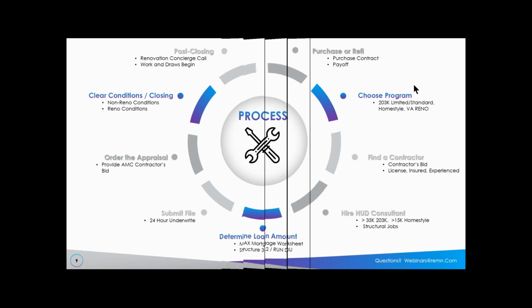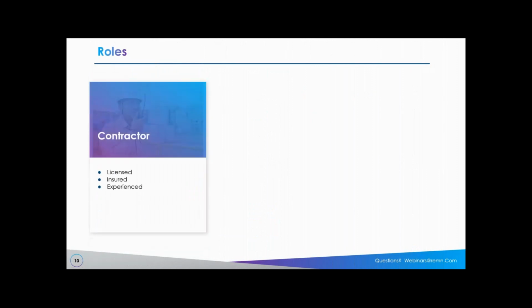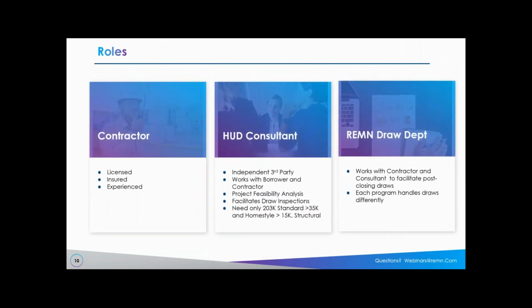All right, so there is the process in a nutshell. Let's go over the roles really quickly. We have our contractor. Again, they need to be reputable, licensed, insured, and experienced. We should avoid my cousin Vinny, any family members, self-help work. Yes, we can do that kind of stuff, but you don't want to go down that path if you can avoid it. You really want a little separation between your borrower and who their contractor is.